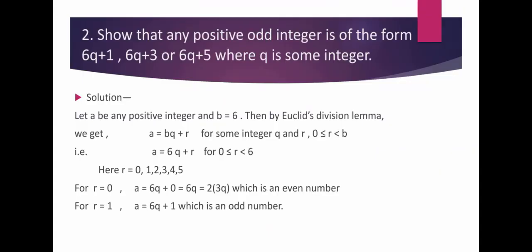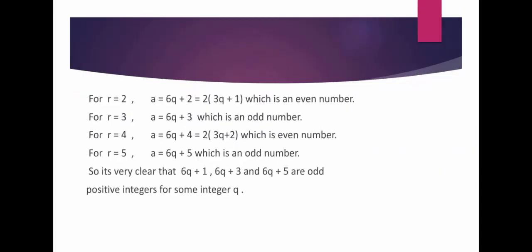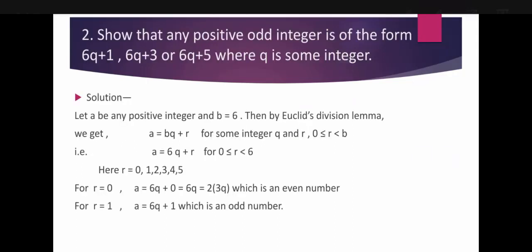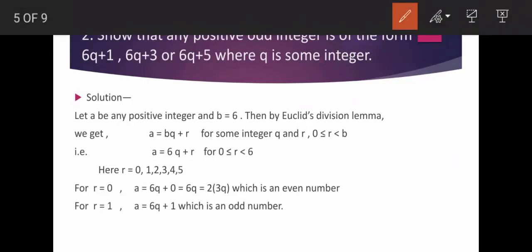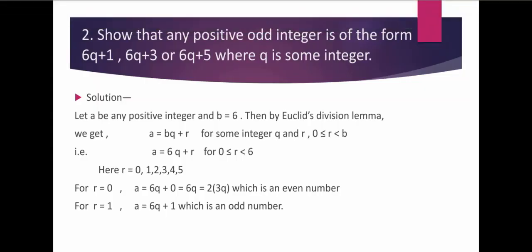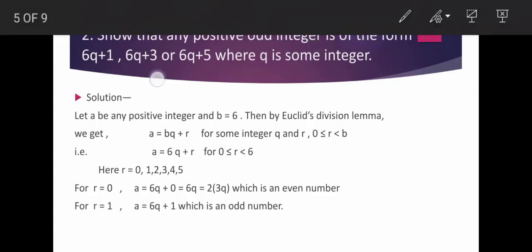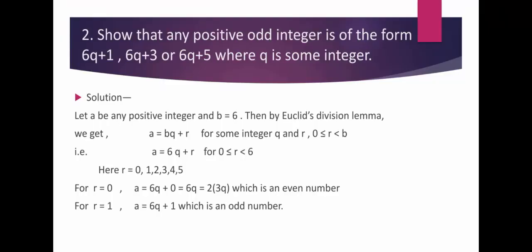Now moving on to question number 2. So what the question says, let us see. Show that any positive odd integer is of the form 6q plus 1, 6q plus 3, or 6q plus 5, where q is some integer. So we have to show that any positive odd integer, the number should be a positive integer, and it should be an odd integer.